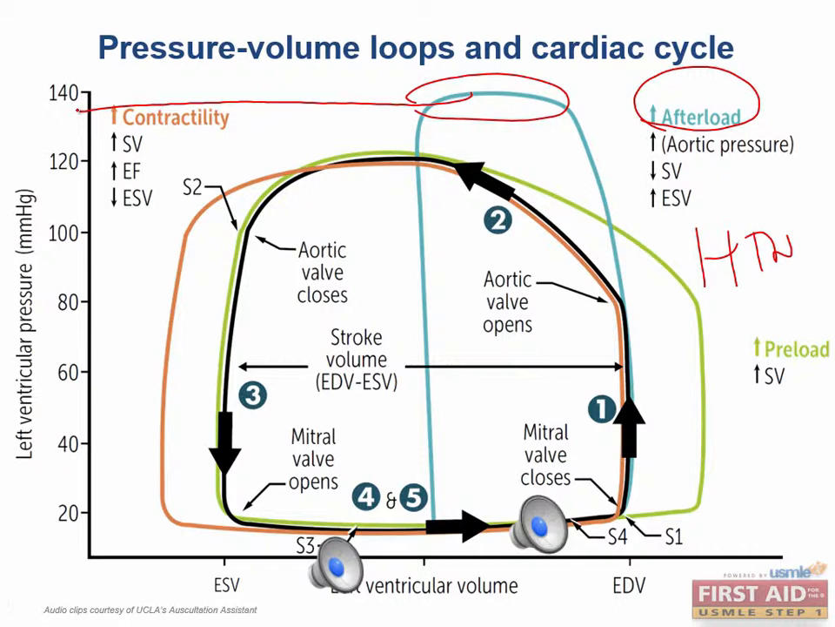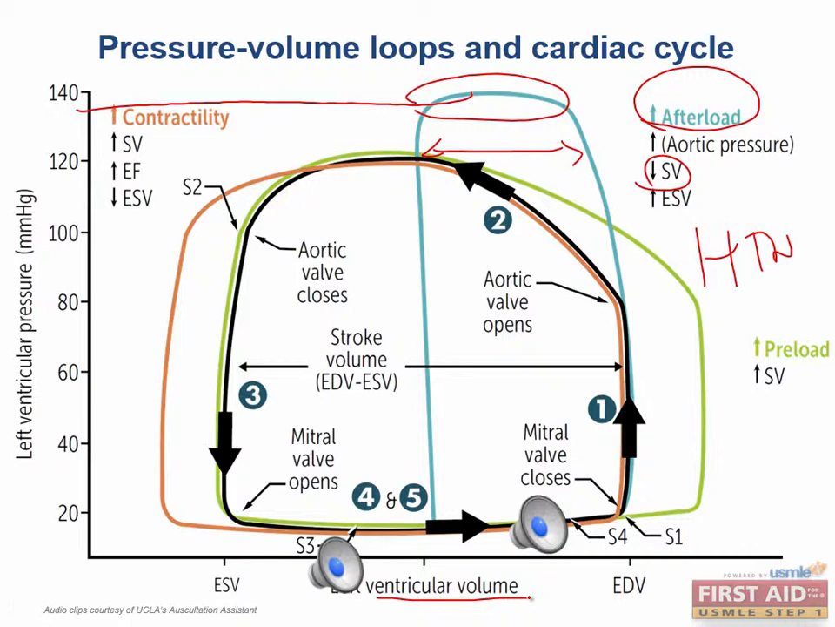So if you have to push much harder to eject volume from the left ventricle, guess what's going to happen to your stroke volume? Well, it's going to drop. It's going to get smaller, right? Notice how this is also representative on our diagram. This is our stroke volume here. It is decreased. So our stroke volume drops. This means that more blood remains in the ventricle at the end of systole. This is represented by the shift on the x-axis of our diagram.